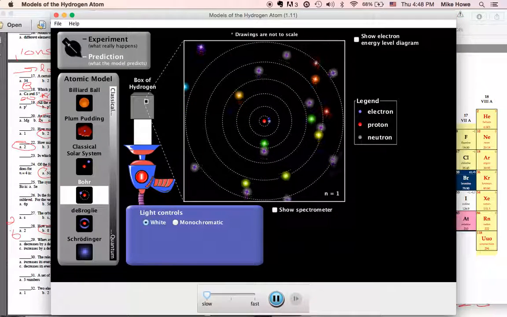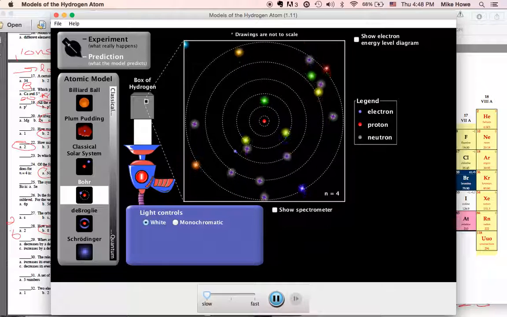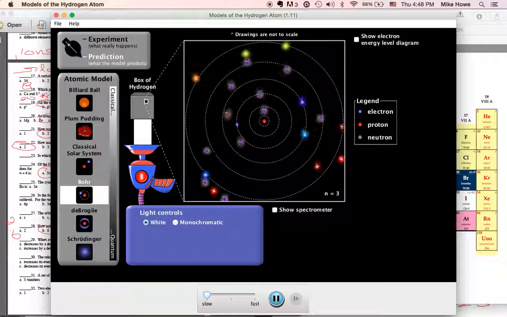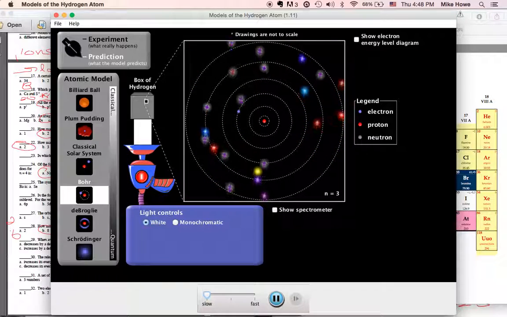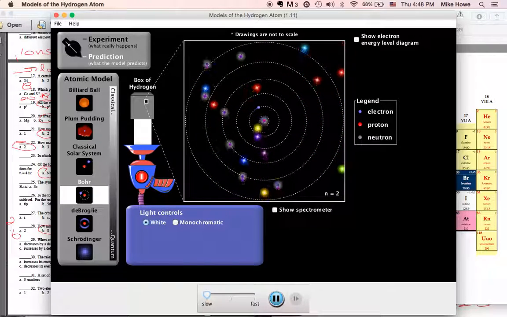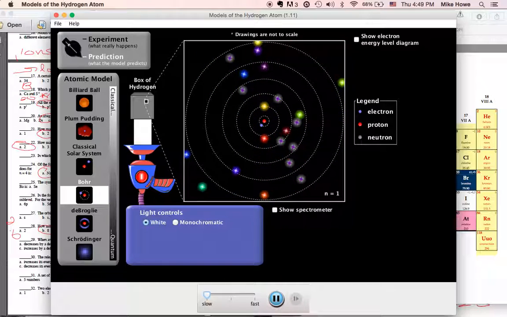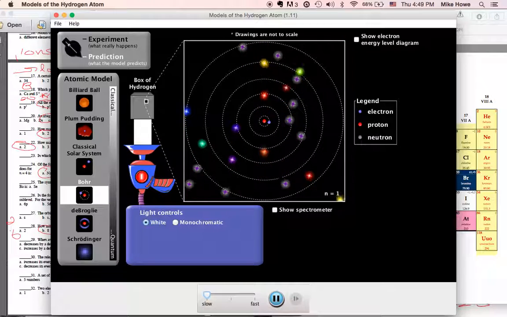I just happen to have this little animation, so watch this electron. He absorbed energy. See, he moved from the... I can't point on this animation, but watch the little blue dot in the center. It's going slow motion in the second energy level right now. Now he's on the first energy level, and light came off.